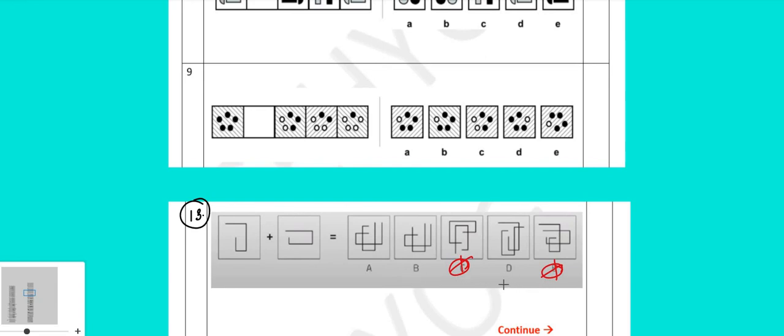B and D are wrong as well, because they do not match the figure according to the second shape. So yes, if we look at the second shape, no. In B also no. And so in D, because there is one extra line right here. So no, making A our correct answer as they are just 90 degrees clockwise rotated.